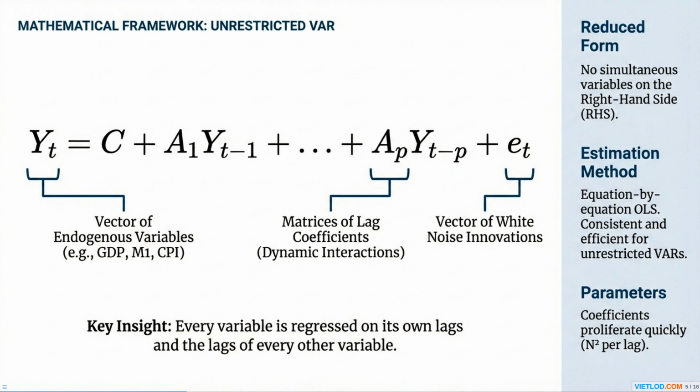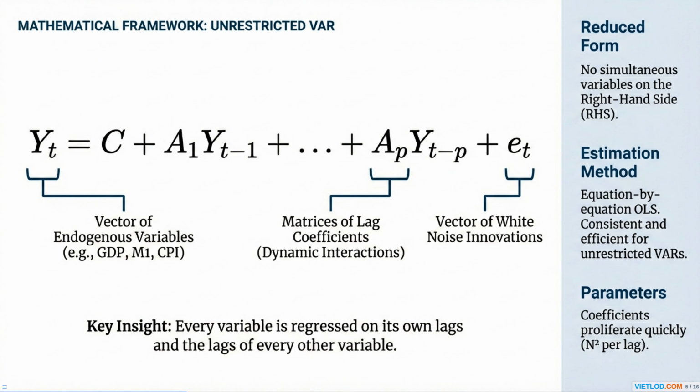The terms A_1 through A_p are matrices of lag coefficients. These matrices are crucial as they capture the dynamic interactions between all variables in the system across p different lags. Finally, e_t is a vector of white noise error terms, often referred to as innovations or shocks, representing the unpredictable component of the model. A key insight of the unrestricted VAR model is that every variable in the system is regressed on its own past values and the past values of every other variable in the system. This comprehensive approach is how the model captures the rich interdependencies.